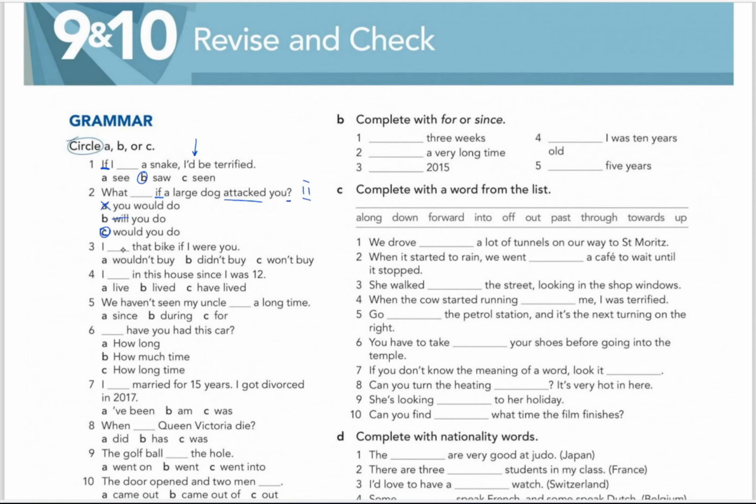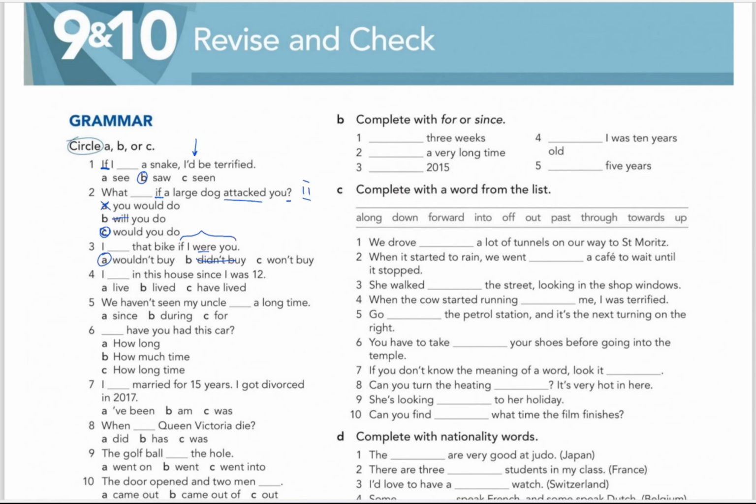Number 3, I that buy if I were you. Again, this is second conditional. If I were you, I wouldn't buy. We don't say didn't buy because didn't buy is not in the if part. We use past simple in the if part. This is the if part, guys.